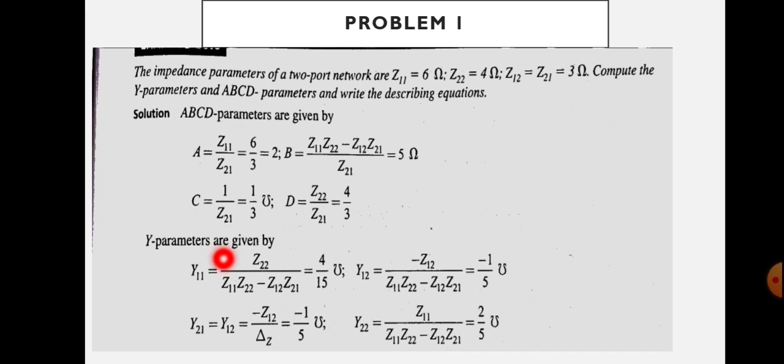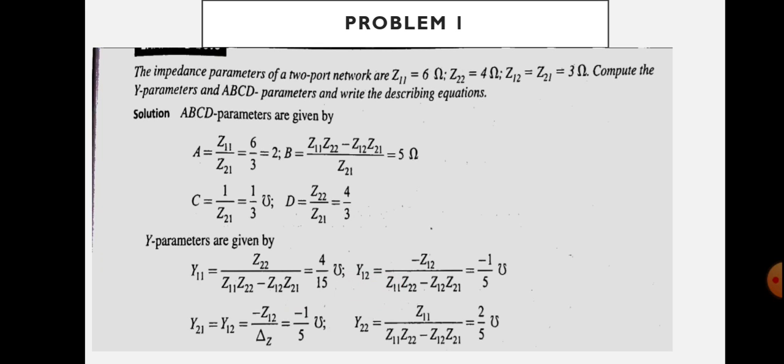Now you can find Y parameter. Y parameter and Z parameter are related from the equation Y11 equal to Z22 by delta Z. Similarly, Y12 equal to minus Z12 divided by delta Z. And Y21 equal to Y12 equal to minus Z12 by delta Z. So you will get different Y parameters also.